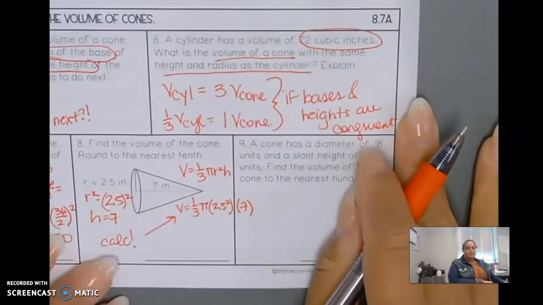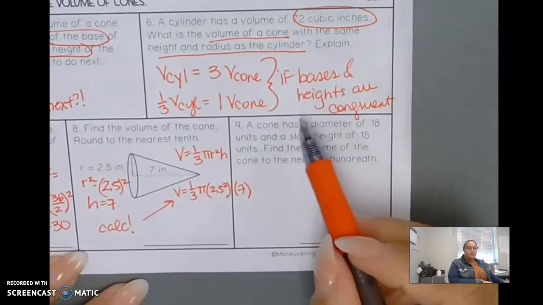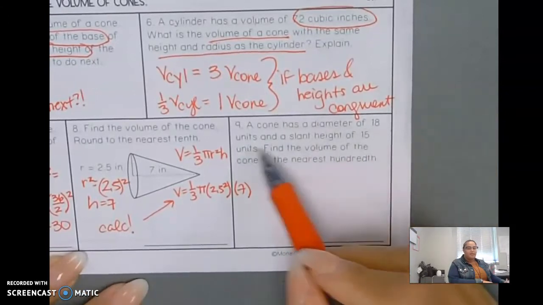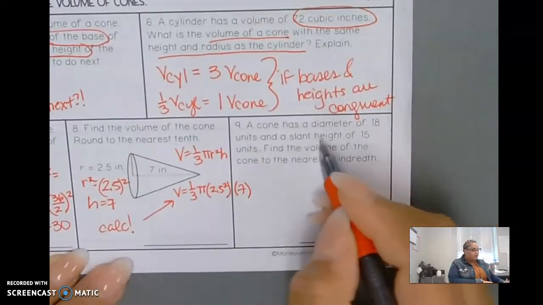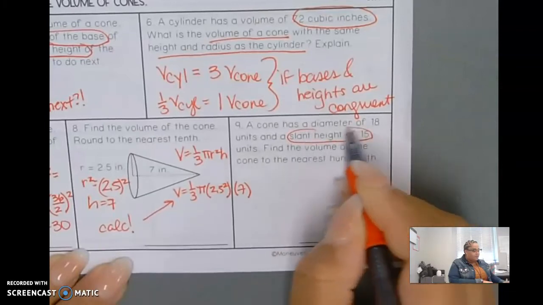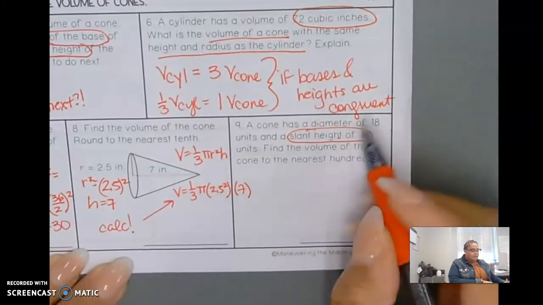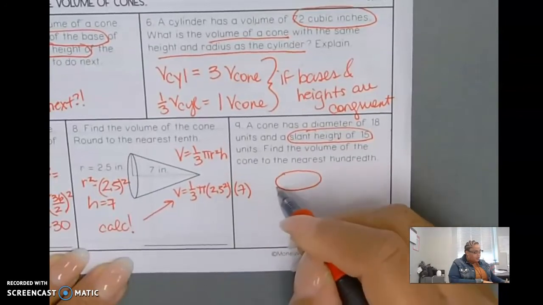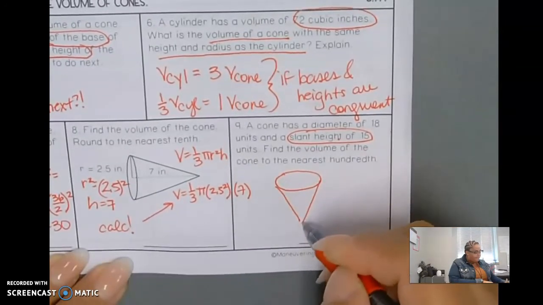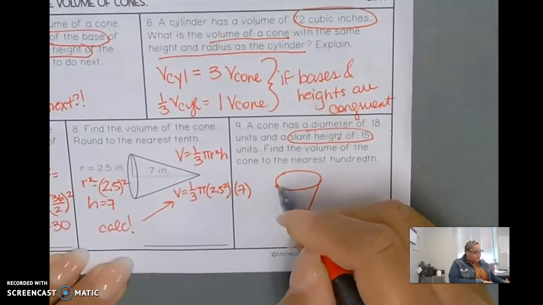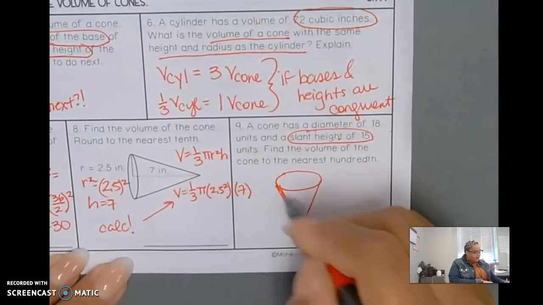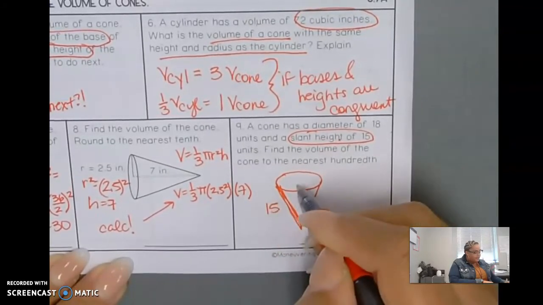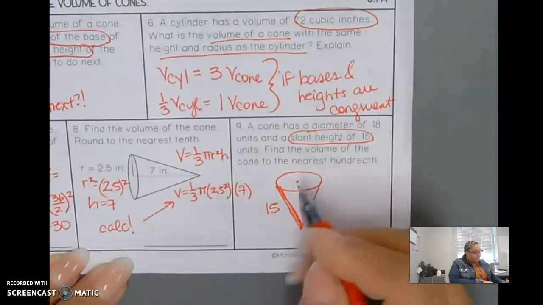All right, number 9. A cone has a diameter of 18 units and a slant height of 15 units. I'm going to give y'all this one because we haven't discussed slant height. But when we draw a cone, this is the slant height right here. And they're saying that this is 15. And they want us to use the Pythagorean theorem to find the height.